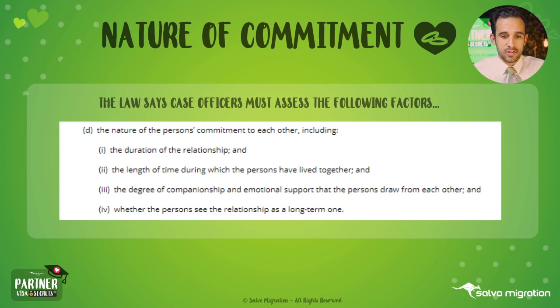The law says case officers must assess the following factors: the commitment to each other, which is the duration of the relationship. So how long were they together for before they applied? The length of time they lived together for before they applied. The degree of companionship and emotional support that a person draws from the other, and whether the person sees the relationship as a long-term one. Okay, that's what they're going to look for.